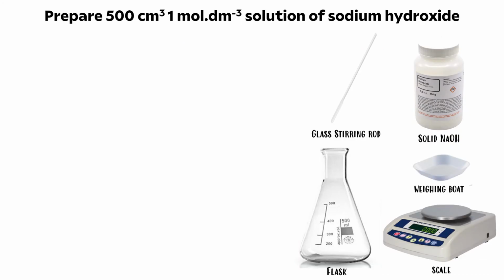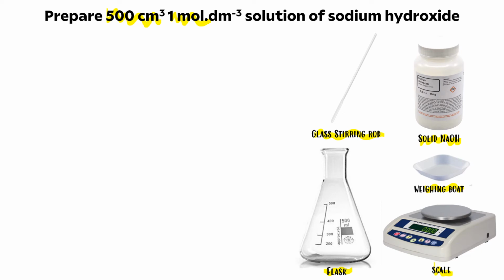Okay, now we would like to prepare 500 cubic centimeter of a 1 mole per cubic decimeter solution of sodium hydroxide. What do we have here? We have our solid sodium hydroxide, a weighing boat, a scale, a flask, and our glass stirring rod. Okay, where should we start? We should start from our numbers.